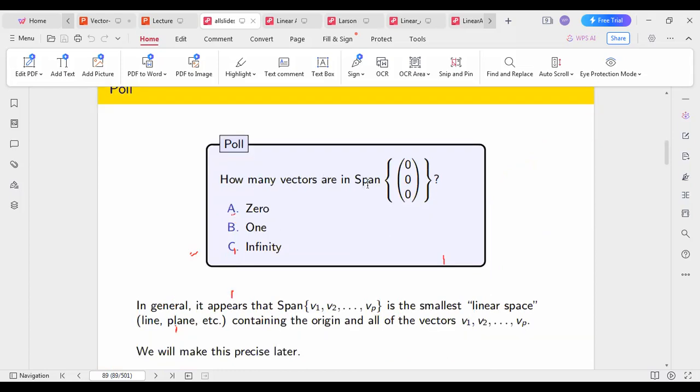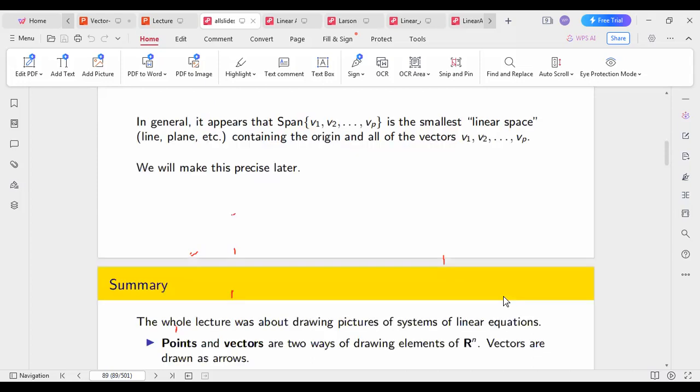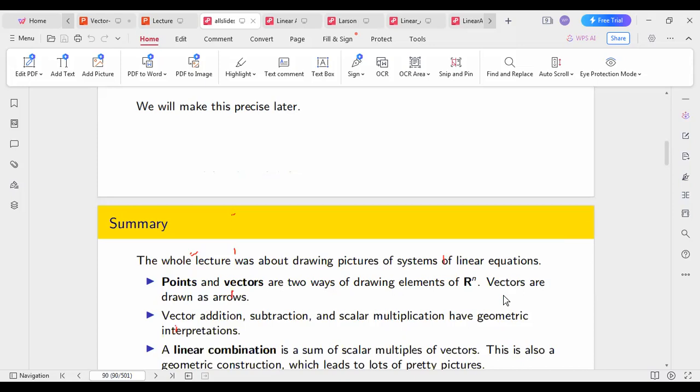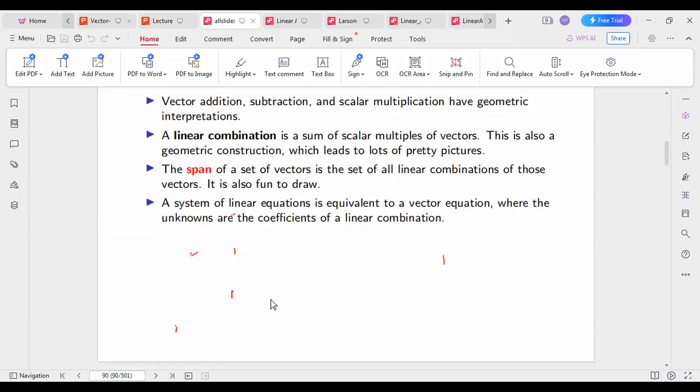Now, how many vectors are in a span? Zero, one, or infinity. In general, the span of the vectors b1, b2, up to bp is the smallest linear space, that means line, plane, etc., containing the origin and all of these vectors. I will make this precise later. So, in summary, this lecture covered vectors, linear combinations, and the span of vectors.